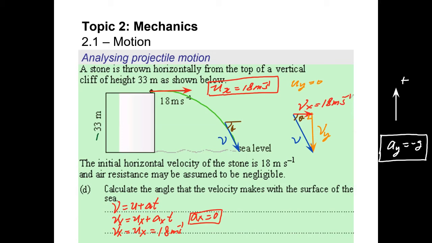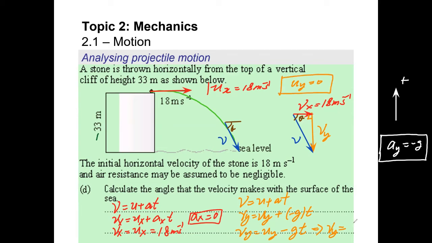And let's write down the y component. Vy equals uy plus, since we choose upward positive, acceleration due to gravity in y component is minus gt. So that is going to be Vy equals Uy minus gt. Initially, the stone is moving horizontally. Initial velocity in y component equals 0. So that gives us minus gt. And that is going to be Vy equals minus acceleration due to gravity, 9.81, times t.